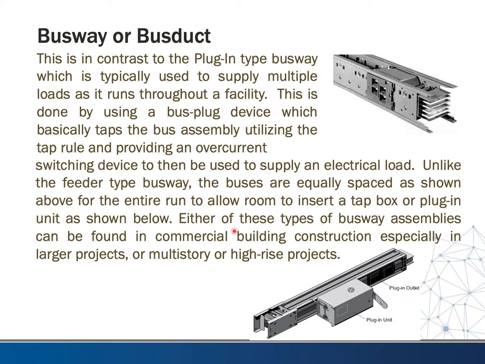Either of these types of busway assemblies can be found in commercial building construction, especially in larger projects or multi-story or high-rise projects, but they're probably most commonly utilized in industrial applications, like if you have an assembly line and you might move equipment around. So you can see the buses aren't spaced quite as close together. You have these penetration areas where you can insert a plug-in unit. And this is what it looks like when the unit is plugged in, and this is where you could plug in a separate one here.